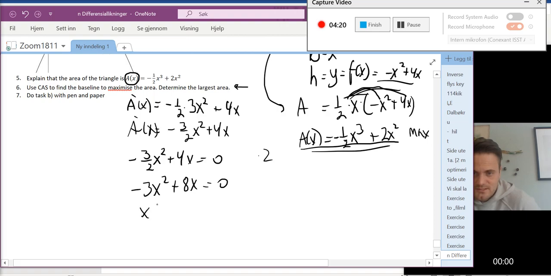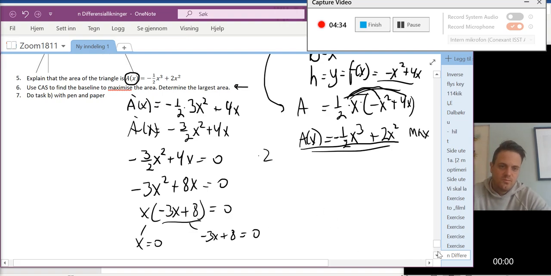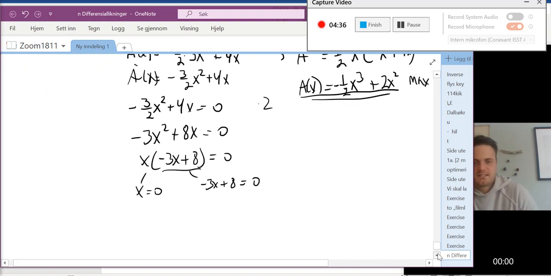I can factorize. I have x in common here, so I get minus 3x plus 8 equals to 0. So then x has to be 0, or this has to be 0. It's quite hard to see what x is here. Maybe it is a fraction. But if I can't see which x value makes this 0, I just put it equals to 0 like this. Solve the equation by isolating x, move this over, divide by minus 3, and I get x is 8/3.